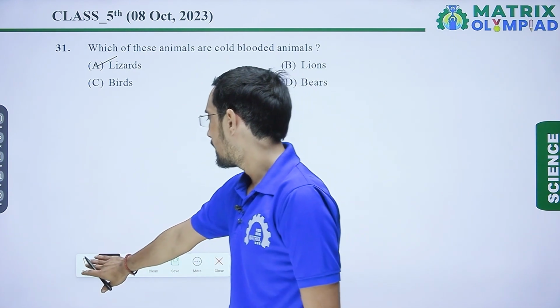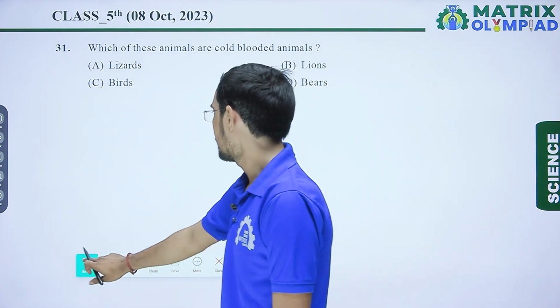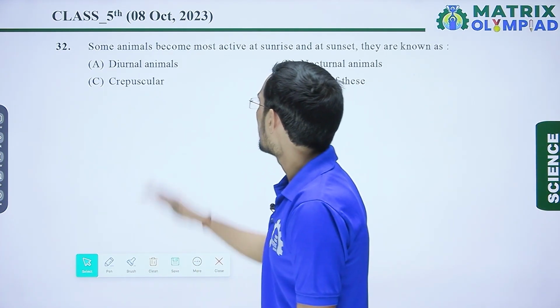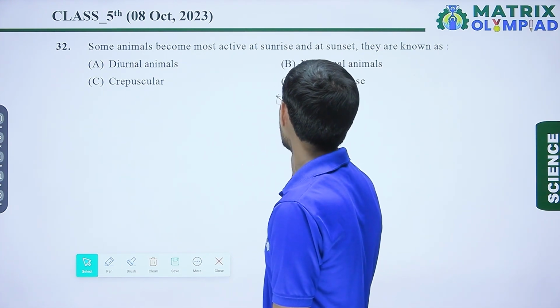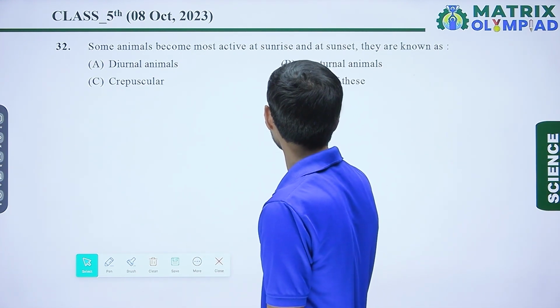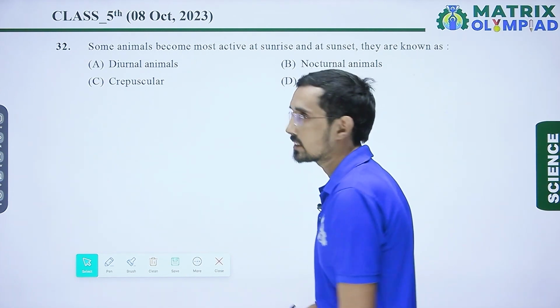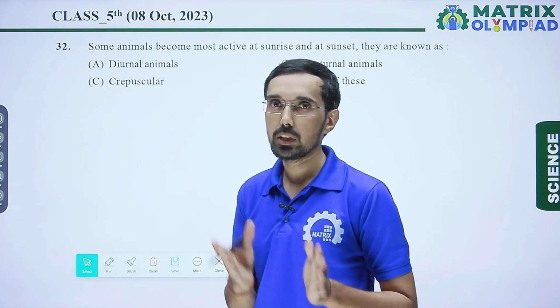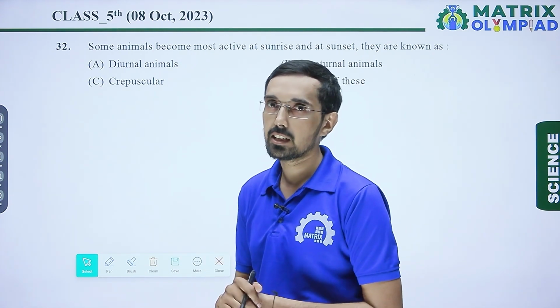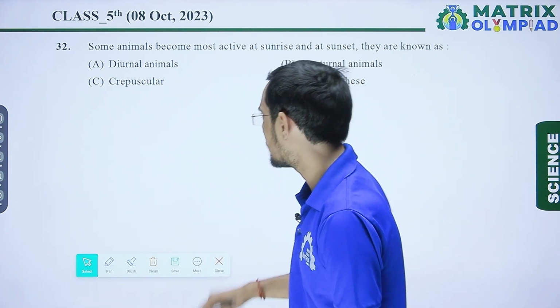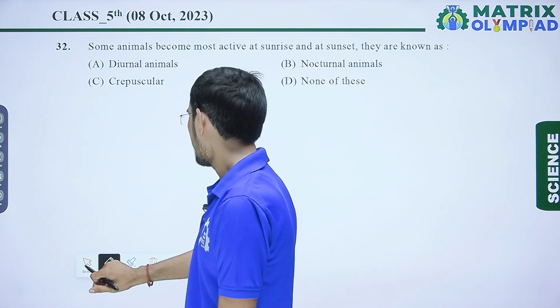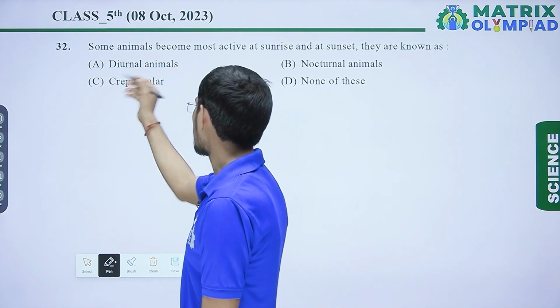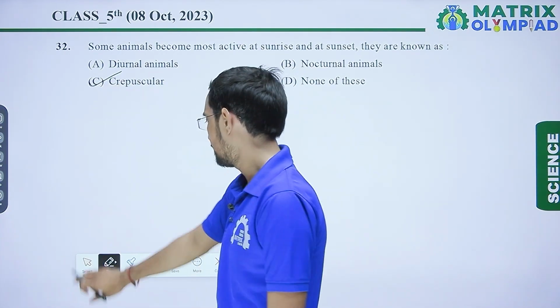Now move to the next question. Some animals become most active at sunrise and sunset. They are known as the group of animals that have the ability to be active during sunrise as well as at the time of sunset. They are known as crepuscular animals. So our correct option will be option C.